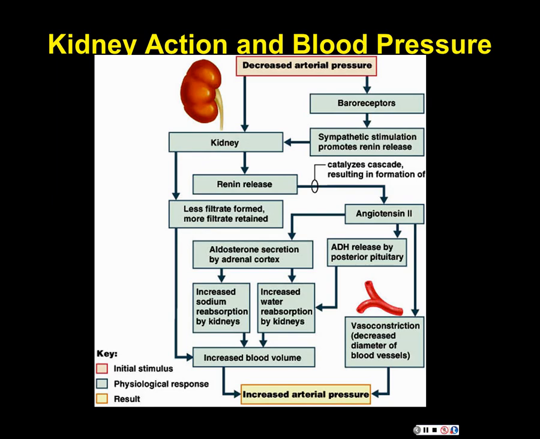Aldosterone targets the kidneys to do what? Reabsorb sodium. Now that term makes sense. We're taking sodium from the interstitial fluid and putting it back into our circulatory system. If we retain sodium, what follows by passive mechanism? Water. I keep sodium, I keep water, my blood volume goes up and my blood pressure should go up. Antidiuretic hormone also targets the kidneys to directly do what? Reabsorb water, which causes my blood volume to go up, which causes my blood pressure to be increased back up to set point.